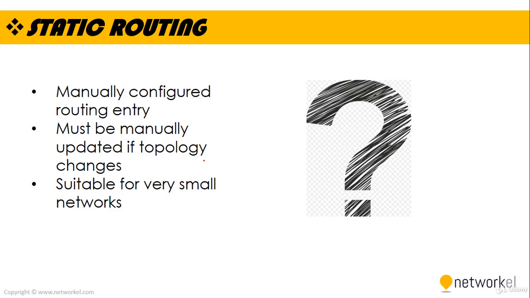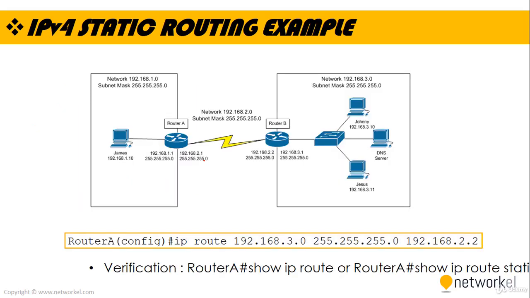Static routing is a form of routing that occurs when a router uses a manually configured routing entry rather than information from a dynamic routing protocol. Unlike dynamic routing, static routes are fixed and do not change if the network is changed or reconfigured. This kind of routing, static routing, guys, is more suitable for very small networks only. So let's take a look at the IPv4 static routing example in here.